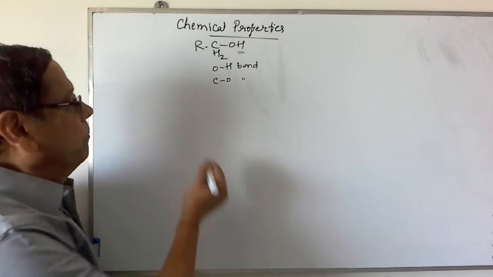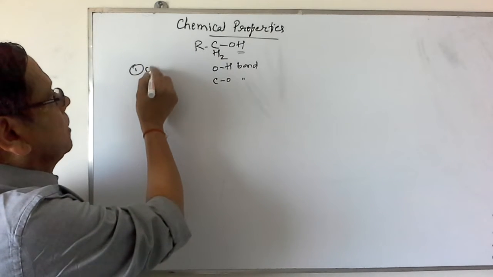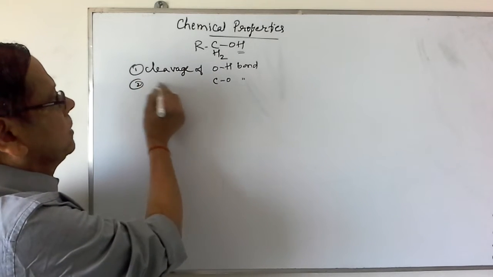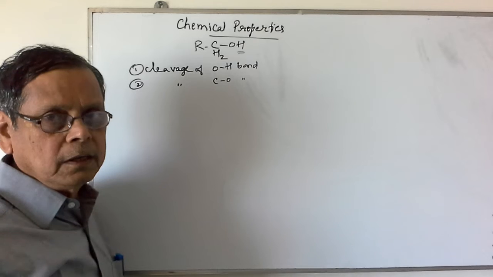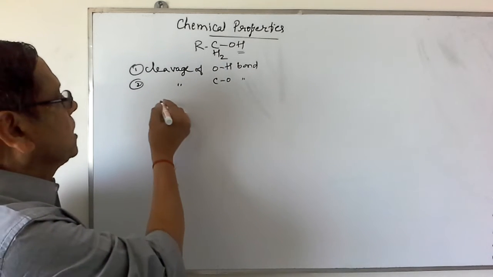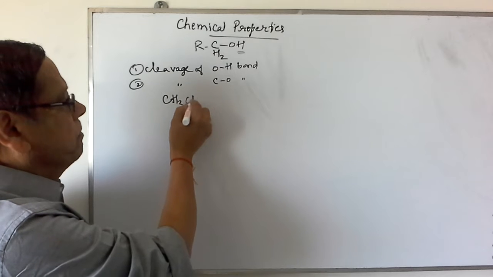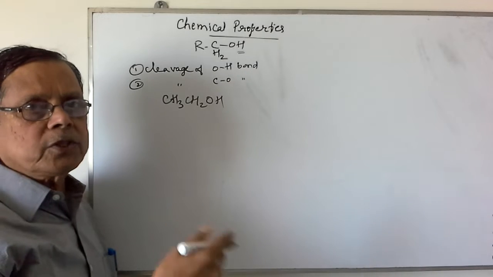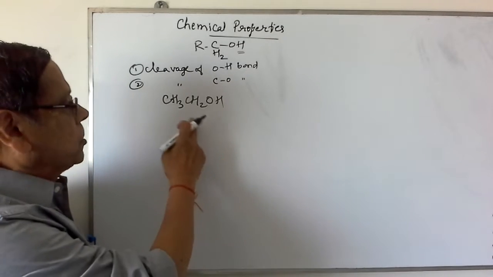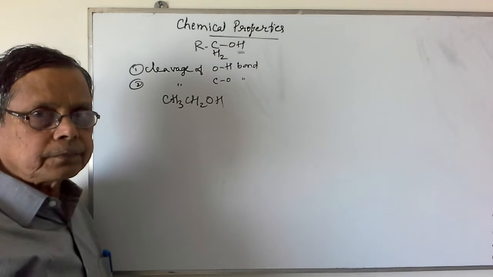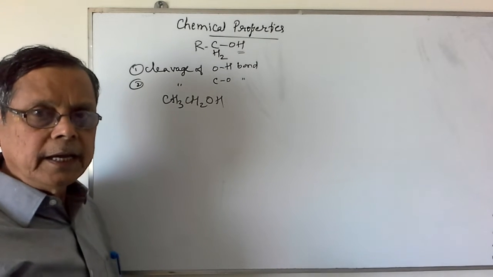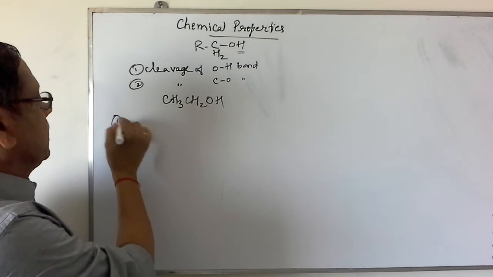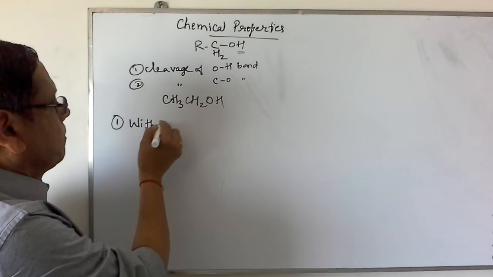Now in general we have two types of reactions: those in which the cleavage of the OH bond is involved and those in which the cleavage of the carbon-oxygen bond is involved. Let us explain these reactions by considering ethyl alcohol as an example. Most of the reactions of other alcohols are similar to those of ethyl alcohol. That's why we will consider ethyl alcohol as a representative alcohol. Now first let us see the reaction with sodium metal.